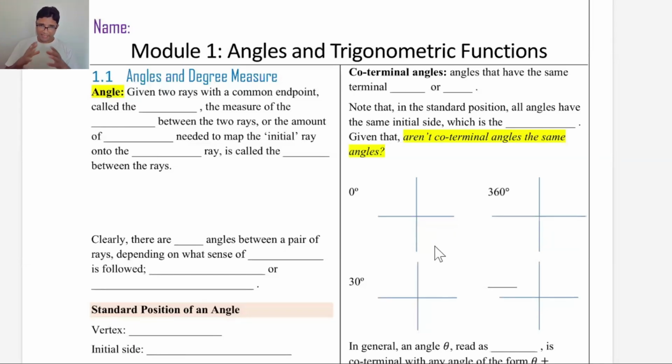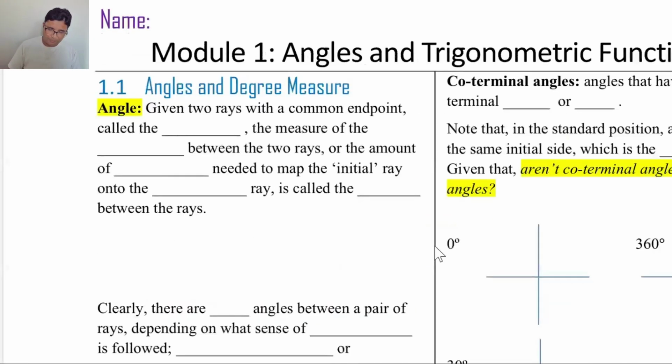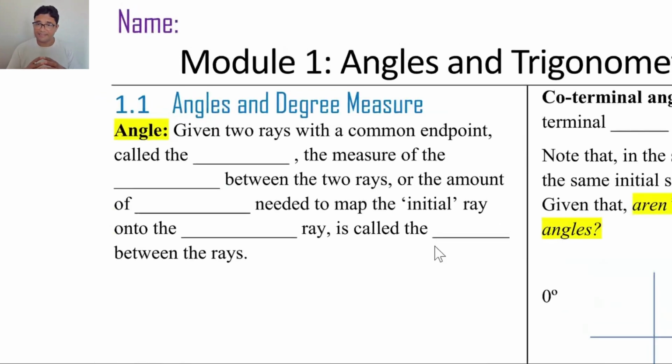And once we understand angles thoroughly, we will look at the first definitions of the trigonometric functions, and we will evaluate the values of the trigonometric functions for some angles called standard angles. Standard angles. Okay. So let me begin. In the first module, the first topic is angles and degree measure.